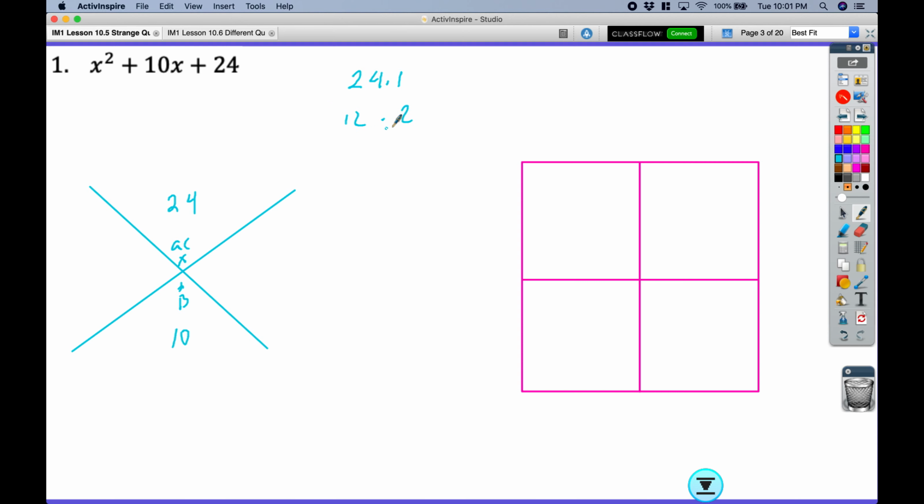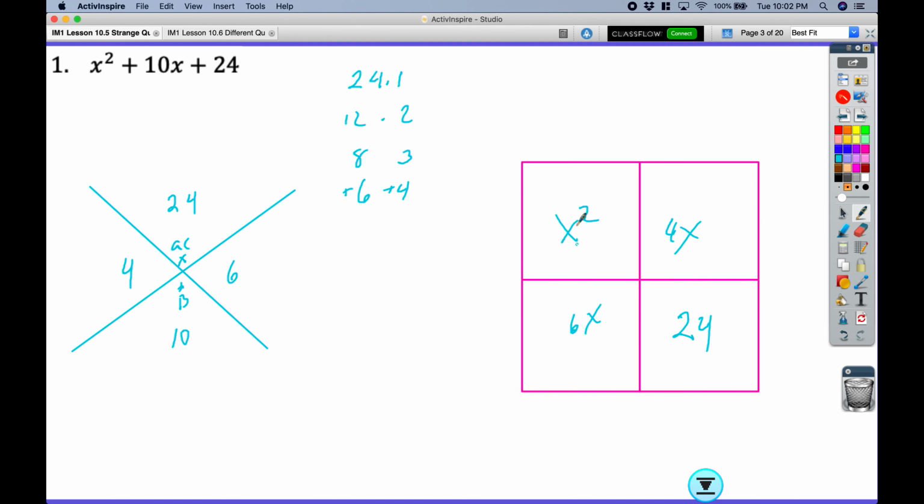So I got 24 and 1, 12 and 2, 3 and 8, and then 4 and 6. And then you're like, oh, wait a second. These both add to 10 right here. So we got 6 and 4. So when I put my values here, I got x squared, 4x, 6x, and 24. My C value goes here.